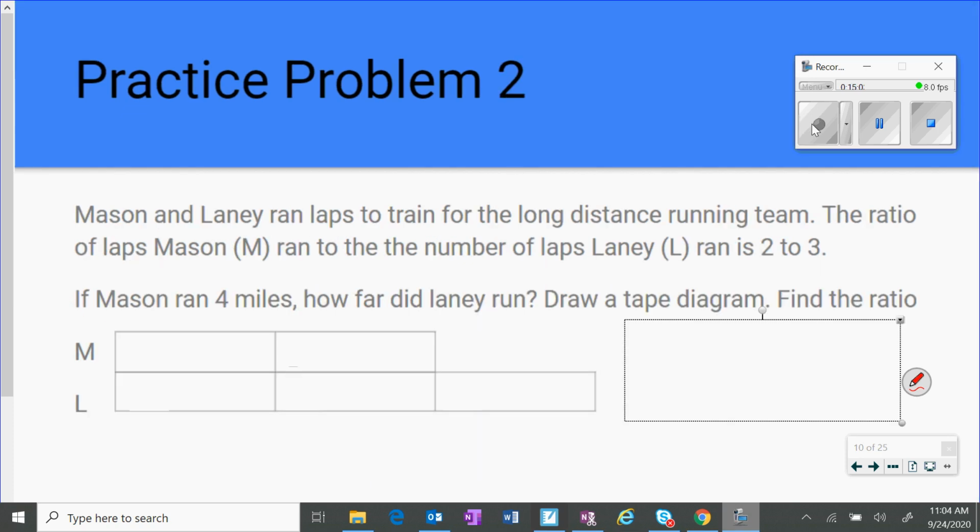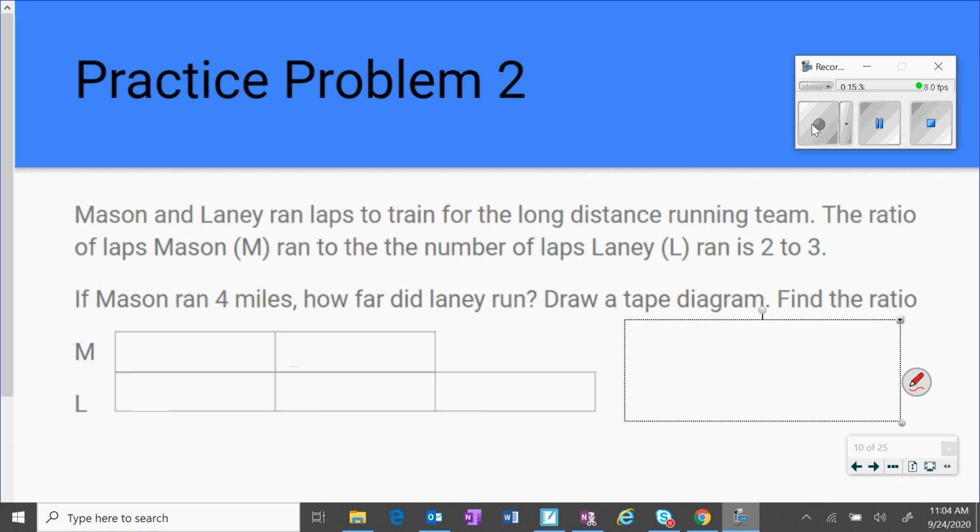Right, practice problem 2. Mason and Laney ran laps to train for the long distance running team. The ratio of laps Mason ran, represented by M, to the number of laps Laney ran, represented by L, is 2 to 3. Now, they gave you your ratio, correct? All right, so now you know what your tape diagram is supposed to look like. Now, the second part of this is, if Mason ran 4 miles, how far did Laney run? Draw the tape diagram and then find the ratio.